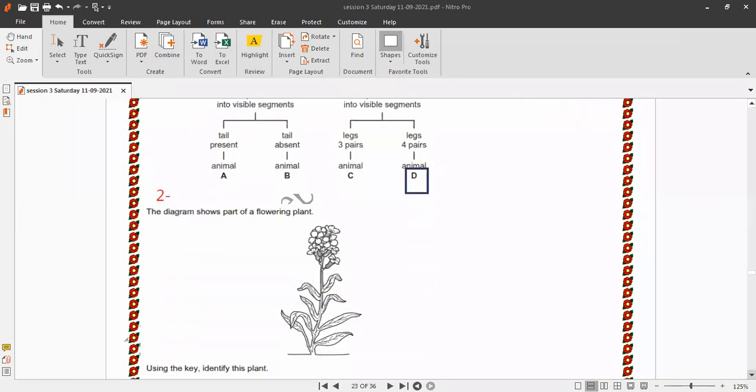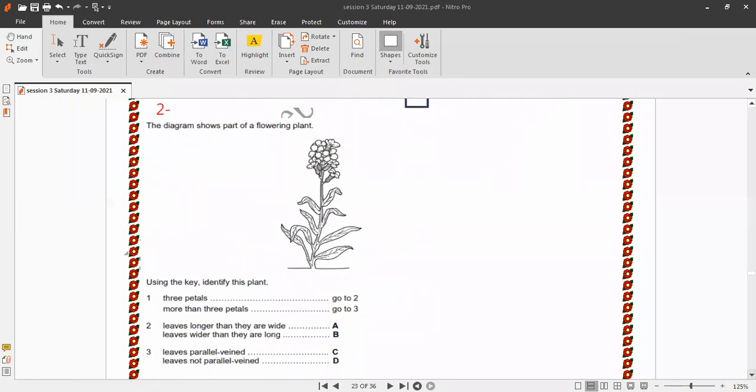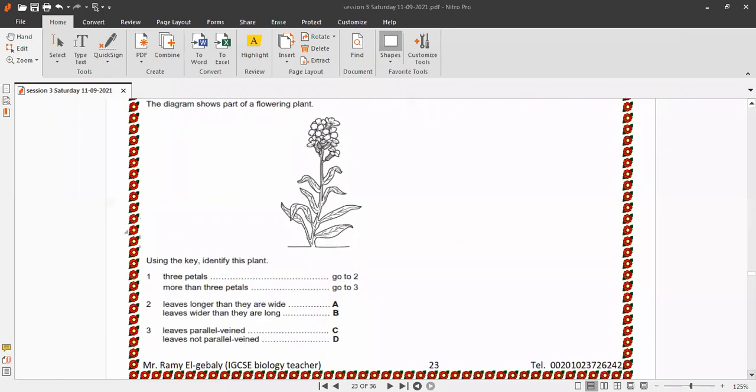Let's see another. The diagram shows part of a flowering plant. Using the key, identify this plant. 3 petals? Let's count: 1, 2, 3, 4. So it is wrong, go to 2, no. More than 3 petals, so go to 3. Leaves are parallel veined or leaves not parallel veined. It is not parallel veined, so the correct answer is D.